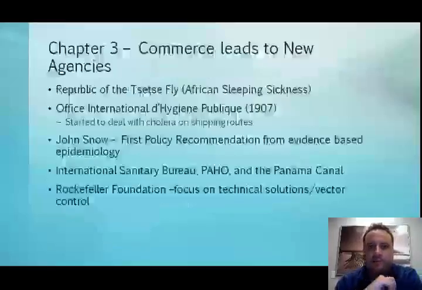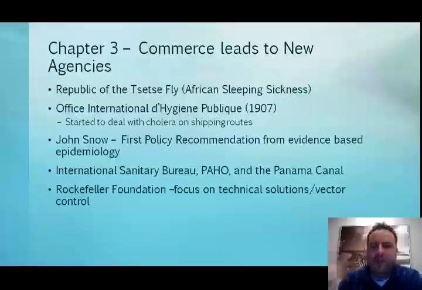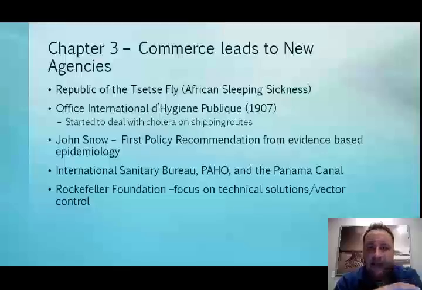So commerce leads, of course, to the creation of new agencies. They talk about the Republic of the Tsetse fly, and the Tsetse fly carries African sleeping sickness. Now, it has to do with cattle routes. As they're moving cattle across borders, flies like to hang out on cattle, and with them, African sleeping sickness, which is pretty awful, and you can Google that later if you like.